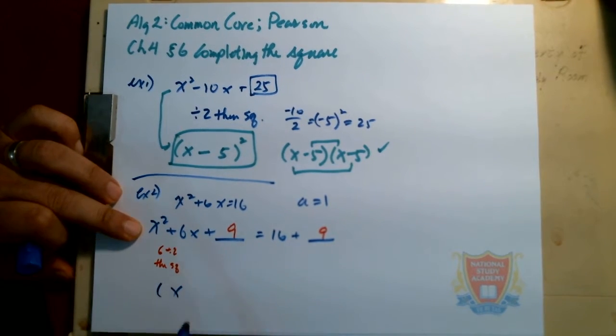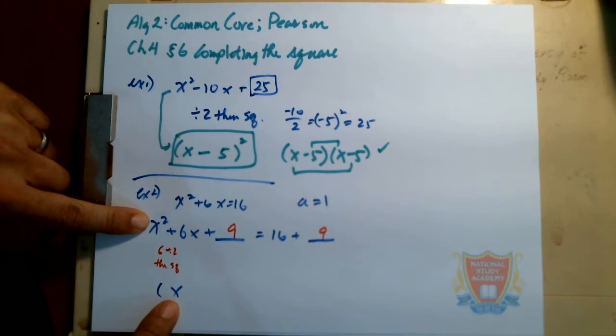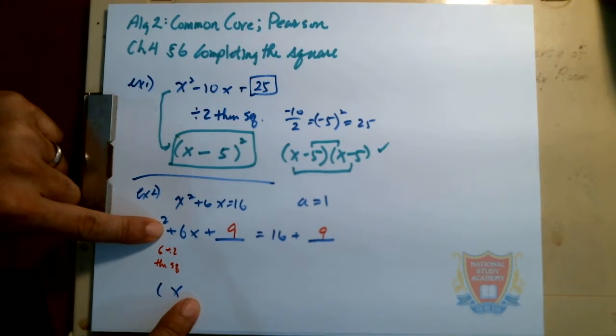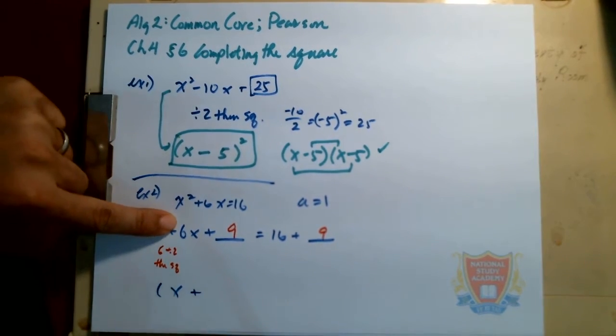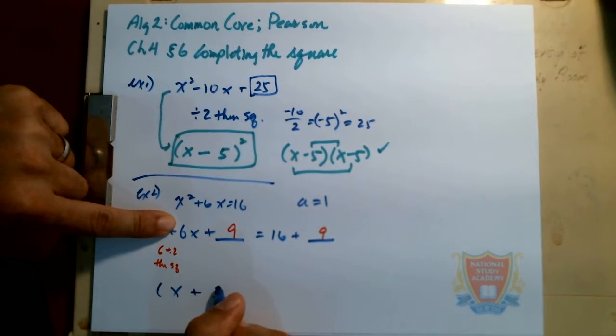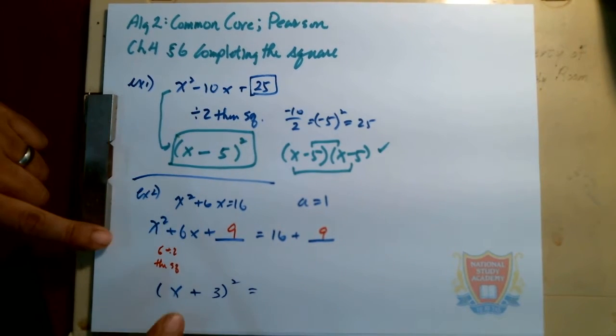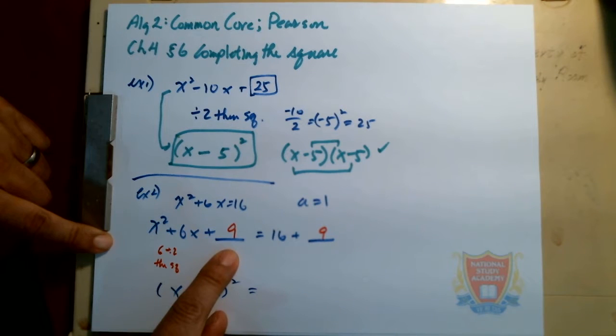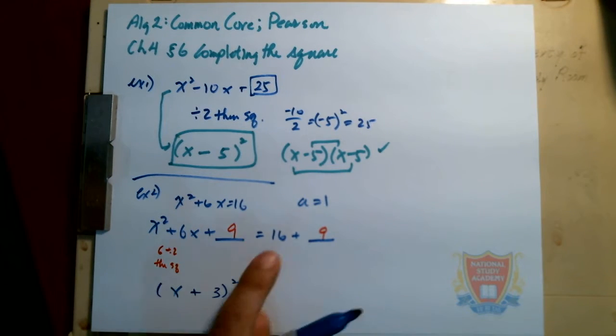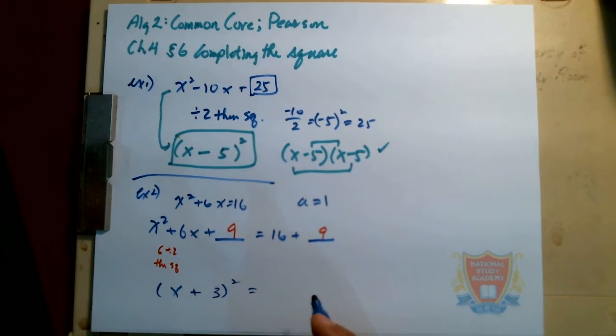You end up with x. Bring down the x without the squared. We drop the sign, plus here, plus here. Half of 6 is 3. Squared equals, if you distribute this out, you will end up with x squared plus 6x plus 9. Right side, 16 plus 9. We add those up, we get 25.